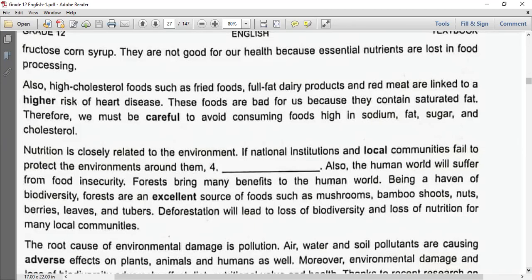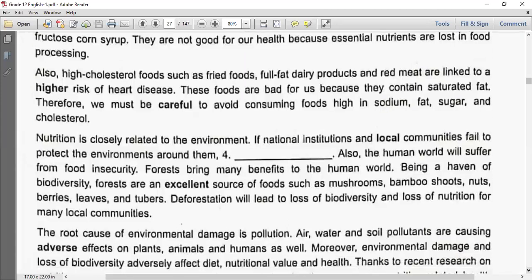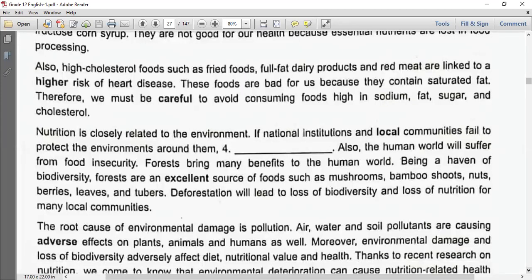Also, high cholesterol foods, such as fried foods, full-fat dairy products, and red meat are linked to a higher risk of heart disease. These foods are bad for us because they contain saturated fat. Therefore, we must be careful to avoid consuming foods that are high in sodium, fat, sugar, and cholesterol.